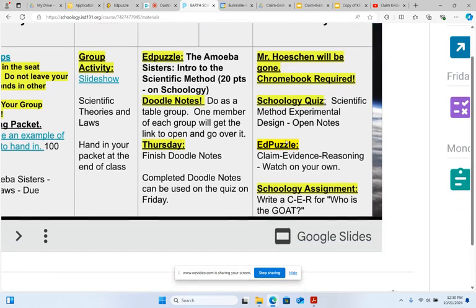When you're done with the quiz, I want you to do the Ed puzzle and then the Schoology assignment. The Ed puzzle you're going to watch on your own. It's about claim evidence reasoning. And then the Schoology assignment is also about claim evidence reasoning. So the Ed puzzle you'll find on the side is called claim evidence reasoning. And when you're done with that, here's how you do the Schoology assignment.